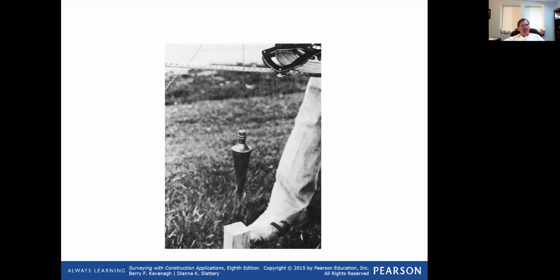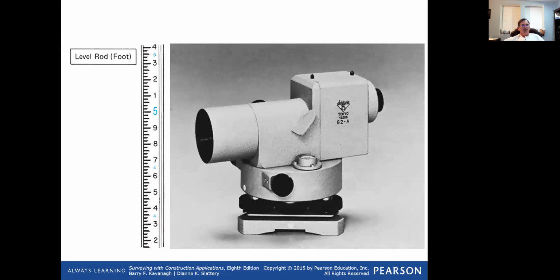This is a plumb bob. If we were in person, I would show it to you, and you could practice all day long before you tried to get that thing steady. It's an art for sure, but it's also something that is now no longer used by surveyors.